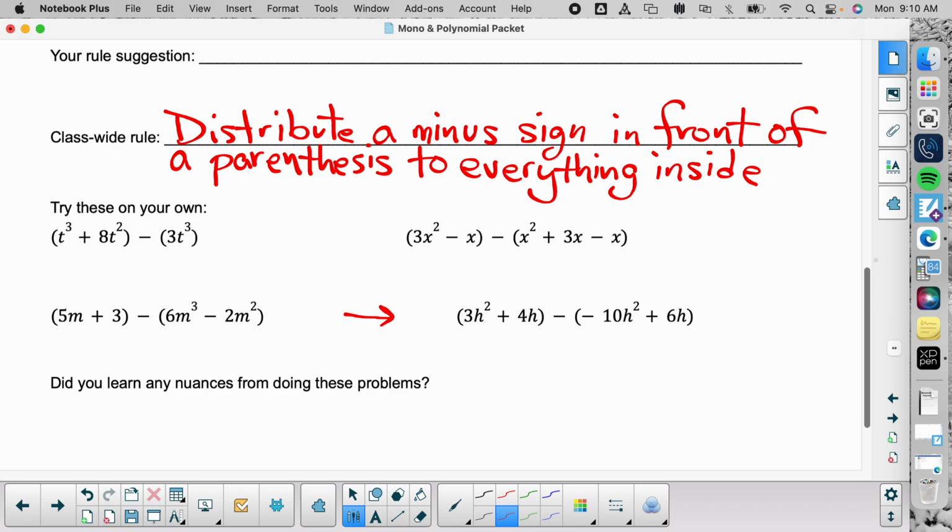What would you do? I would distribute the negative sign to the 10. So then if I rewrite this, you don't have to, but if I were to rewrite it, what would I put now? Plus 10h squared, and then minus 6. Perfect. The negative sign just basically takes whatever it was and changes it to the opposite. So 3h squared plus 10h squared is 13h squared. And then 4h minus 6h is negative 2h.